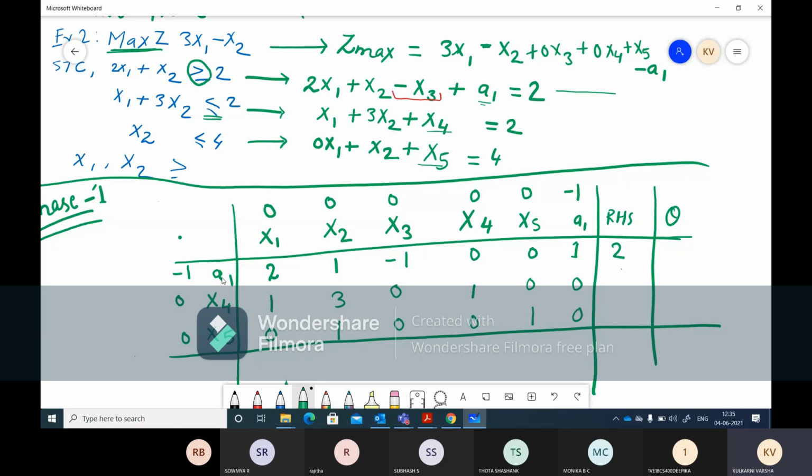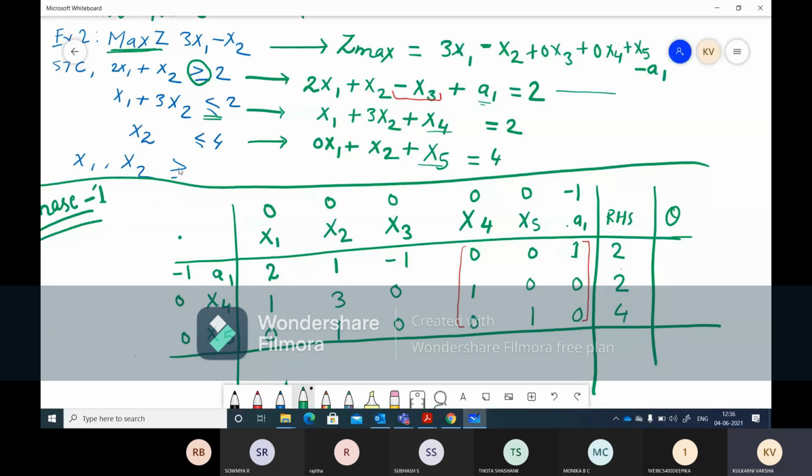Now see our identity matrix. Here, what basis variables are there? A1, x4 and x5. You can concentrate on this. You can see that we got the identity matrix in the way the variables are appearing. So you got A1 1, you got x4 1, and you got x5 1, remaining 0. So you got the identity matrix. There is no negative symbol. We have to avoid negative values. So RHS over here, it is 2, it is 4, right?